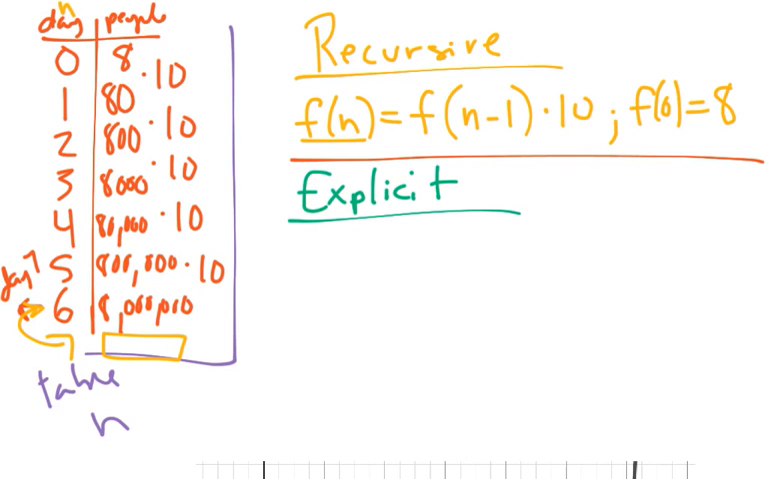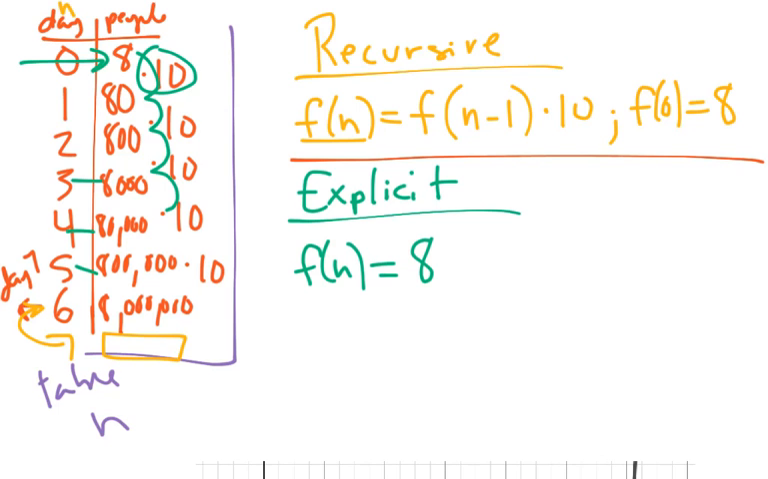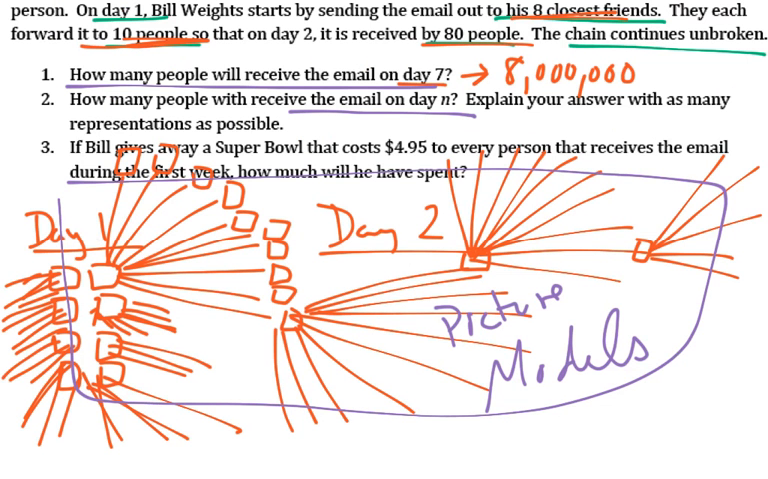Remember, the recursive connects output to output. The explicit connects input to output. So we go f of n again equals, well, where did we start? We started at 8 people. What did we do to that? We multiplied it by 10. How many times are we multiplying by 10 till we get down to n? N amount of times. So that shortcut of multiple repeated multiplication, I should say, is an exponent. So there's our explicit equation, okay, connecting the input to the output. Alright, so those are all the models that we can use to demonstrate this, okay?